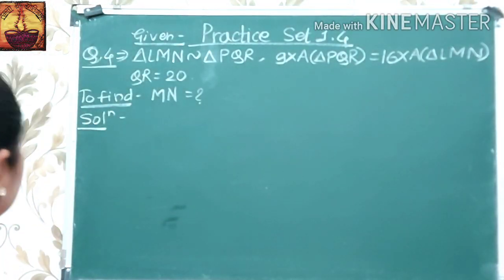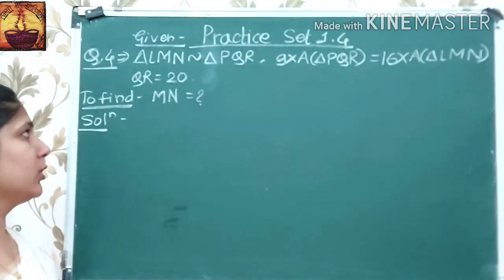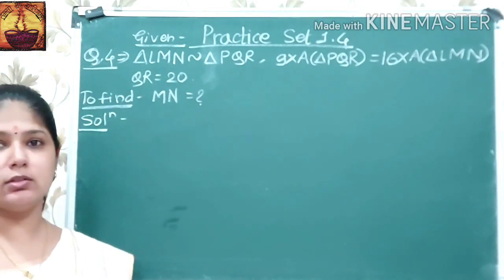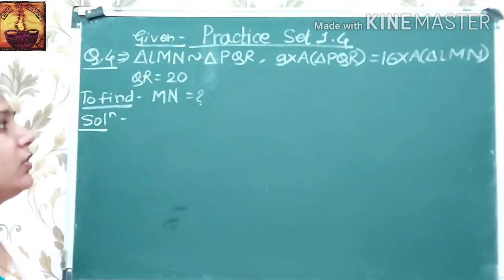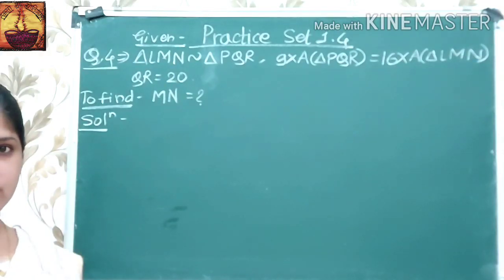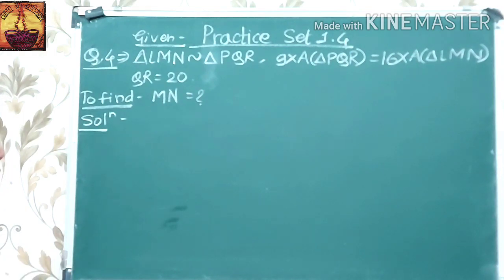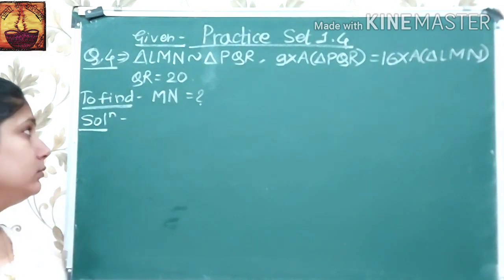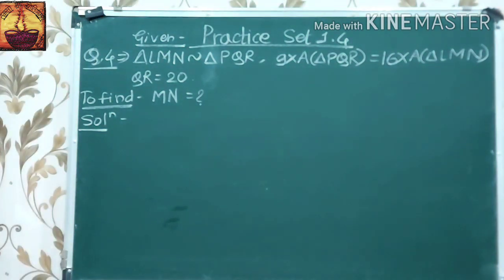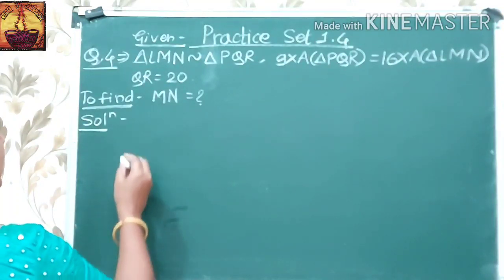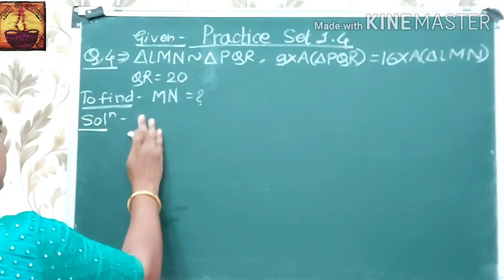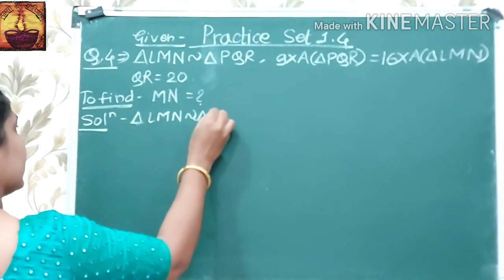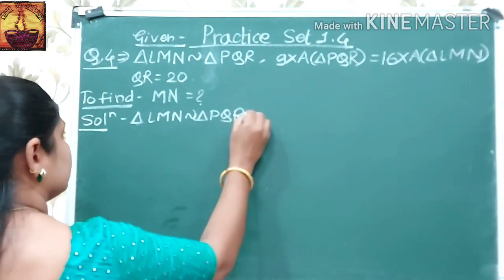Fourth question is, triangle LMN is similar to triangle PQR. 9 into area of triangle PQR is equal to 16 into area of triangle LMN, and QR is equal to 20, then we have to find the length of MN. We have here triangle LMN is similar to triangle PQR. It is given.